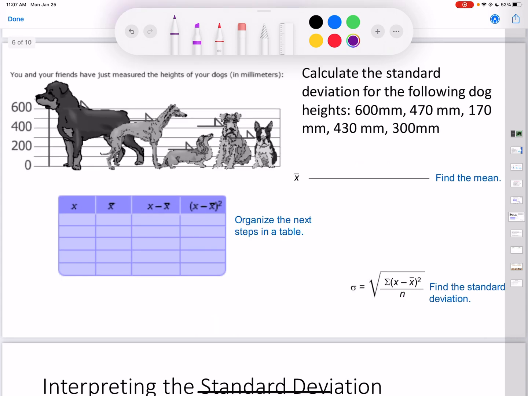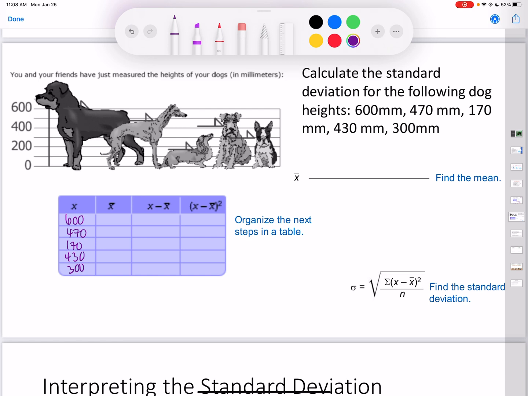All right, let's look at another one. So we have the standard deviation for the following dog heights. So we've got a bunch of dogs, different heights. You measure to the back. The first step we found was finding the average. Well, I'm going to go ahead and I'm just going to write in this box all of those values. I'm going to find the average of those values.